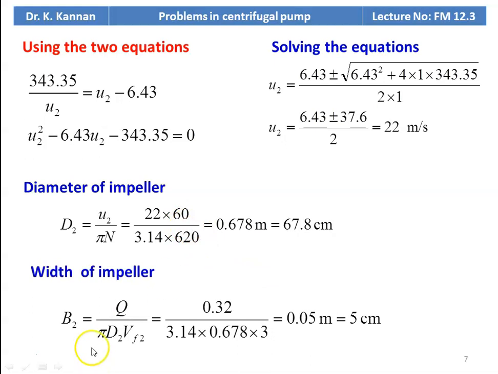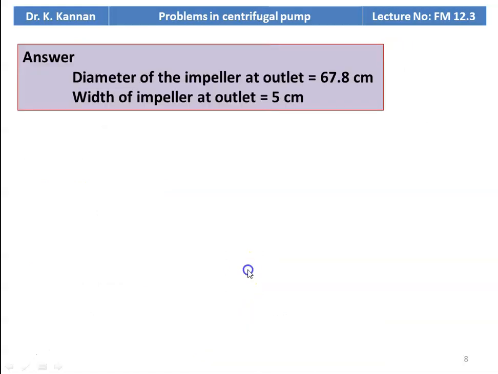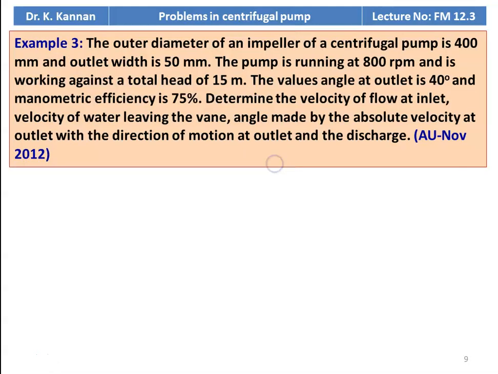Then the width of the impeller for the discharge. So B2 equal to Q divided by pi D2 into Vf2. Substituting, 0.32 divided by 3.14 into 0.678 into Vf2 equal to 3, equal to 0.05 meter, which is 5 centimeter. The answer to the problem: diameter of the impeller at the outlet 67.8 centimeter and width of the impeller at the outlet 5 centimeter.